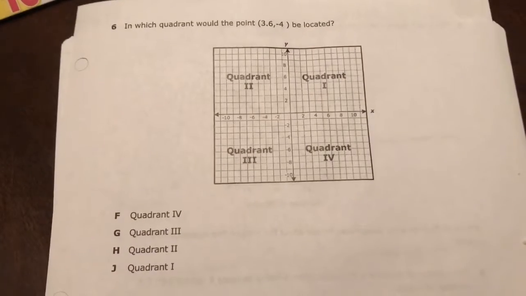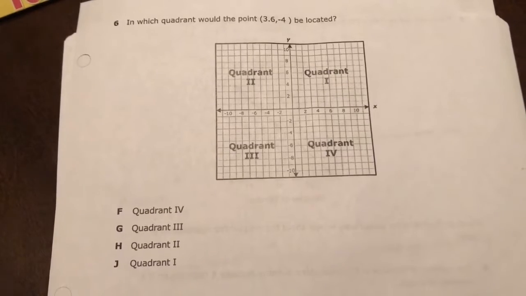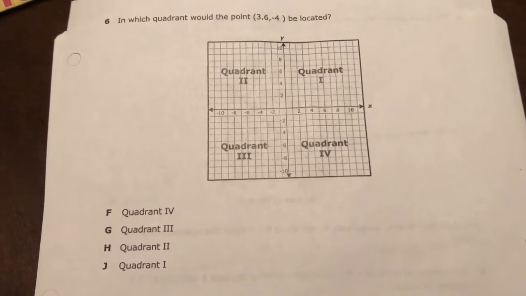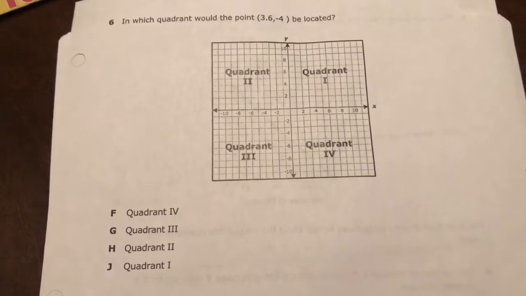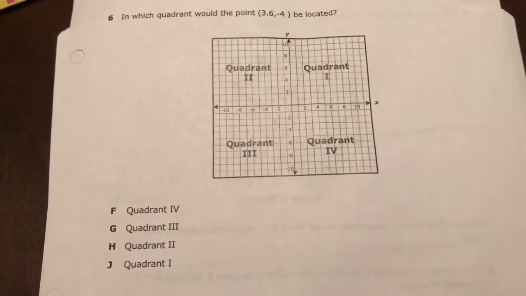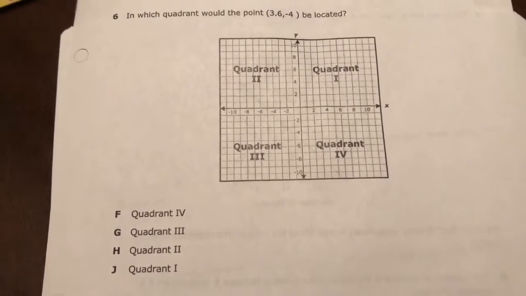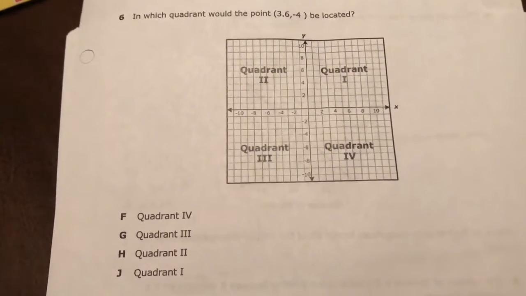Number 6, in which quadrant would the point 3.6 and -4 be located? F, quadrant 4, G, quadrant 3, H, quadrant 2, or J, quadrant 1?